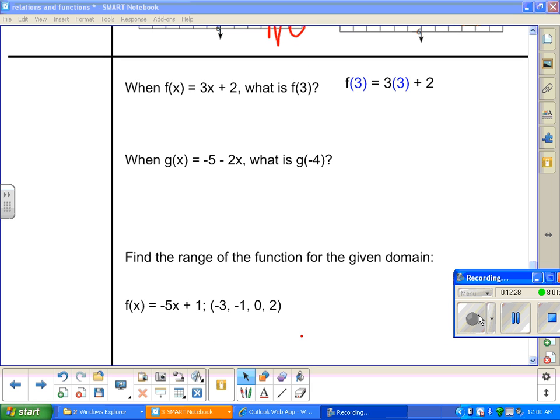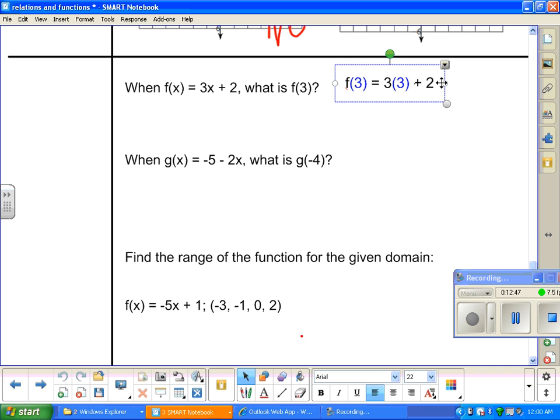Okay, so for the first one it says, when f of x equals 3x plus 2, what is f of 3? So what we're doing is, in a sense, replacing the x with the number 3. And so inside of the expression, we're going to replace the x with the number 3. So here's the problem. f of 3 equals 3 times 3 plus 2. You may use ordered pairs. So, order of operations. You're going to multiply first. You're going to get 9 plus 2. And then that's going to equal 11.